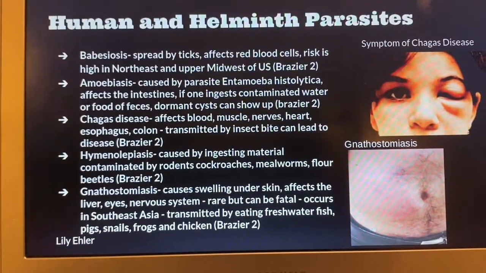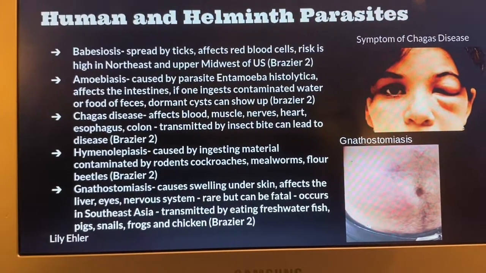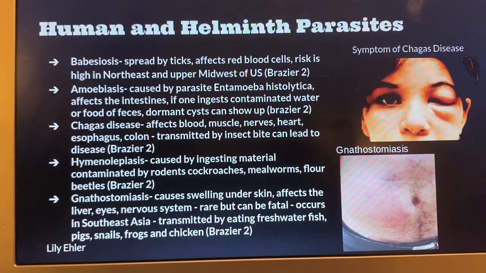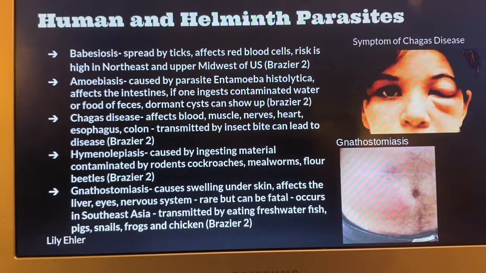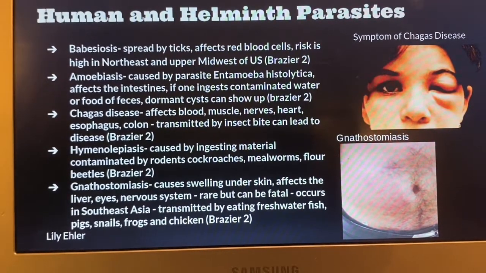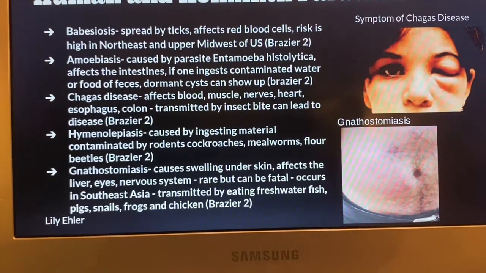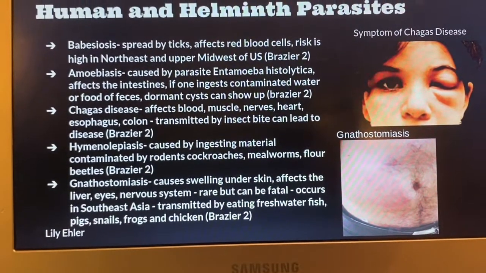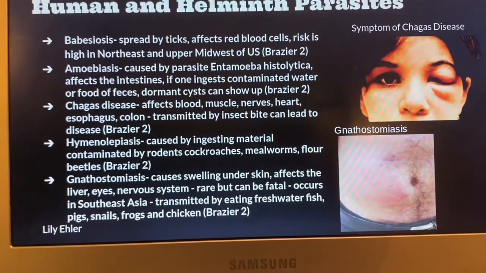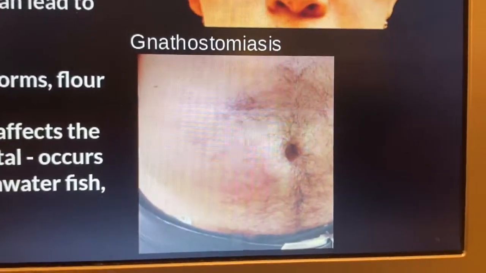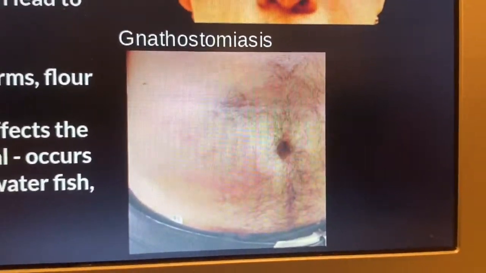gnathostomiasis, and that causes swelling under the skin, and it affects the liver, eyes, and nervous system. It's rare but can be fatal, and it usually occurs in Southeast Asia. It's transmitted by eating freshwater fish, pigs, snails, frogs, and chicken. And the picture to the right shows swelling under the skin of a man. 2 other parasites include babesiosis and amoebiasis.